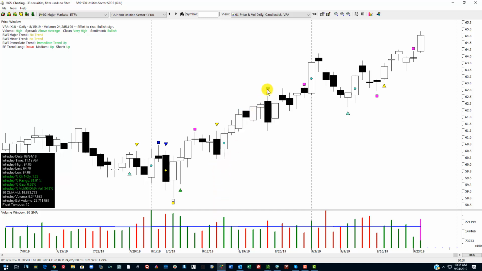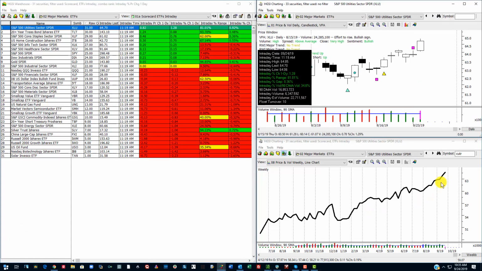Here was a reversal day, but it didn't follow through. There was an inside day the next day, and it continued to go up. And then as it gets extended, you can expect some pullback. But what you're looking for is the trend, and that's where this weekly chart comes in handy, which can keep us on the correct side of a trade.